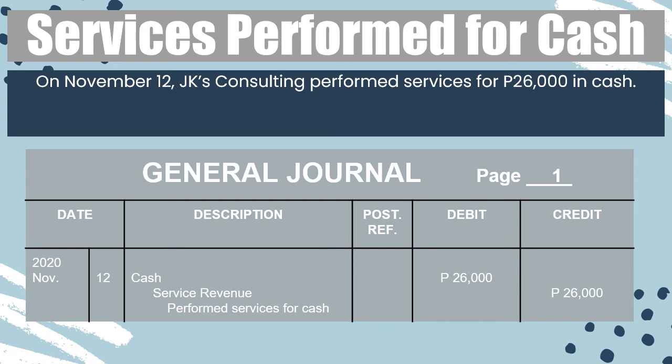So, ito ay 26,000 under ng debit side and under ng credit side, which is 26,000 also, which is service revenue. So, pag tayo ay nakatanggap ng revenue from service, from we perform service, this is called service revenue. So, anong simple explanation dito? Performed services for cash amounting to 26,000 pesos.